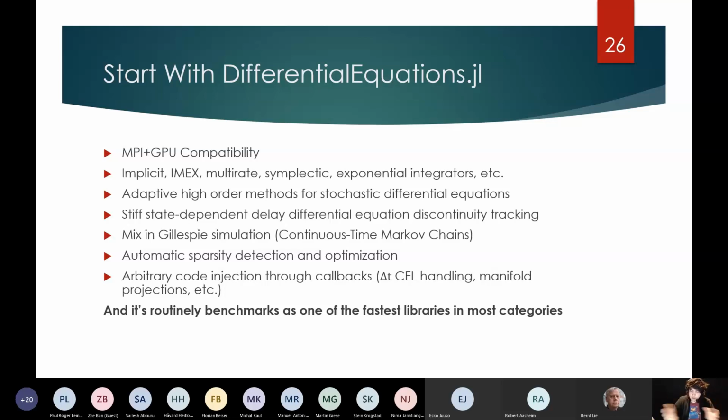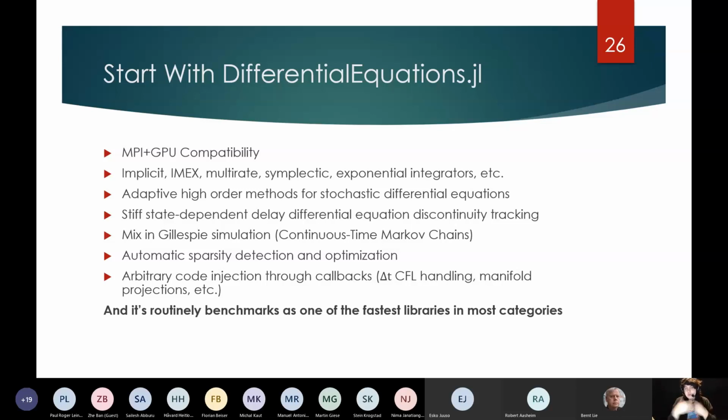So you can make your state variables be distributed arrays that are talking with each other over MPI. You can put these distributed arrays on GPUs as well. You can mix it too. You can use multi GPUs and all that. So it is a large scale high performance differential equation solver with implicit methods, implicit explicit methods.